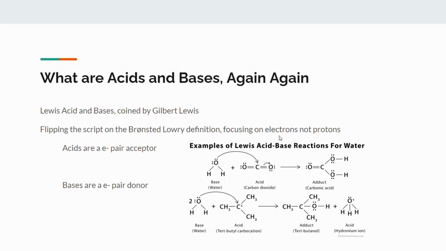And then Gilbert Lewis came around, the guy behind the Lewis structure. He kind of flipped the script. So instead of focusing on the positive protons, he was focusing on the negative electrons. And his definition says that acids are electron pair acceptors and bases are electron pair donors. So to help visualize this, I have the reaction between water and carbon dioxide going together to form carbonic acid. And this is the Lewis structure.